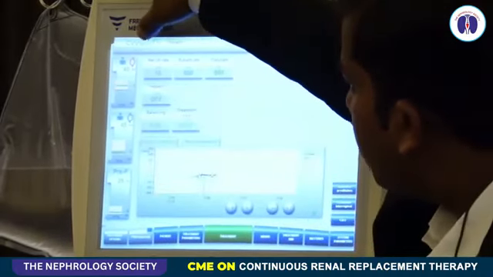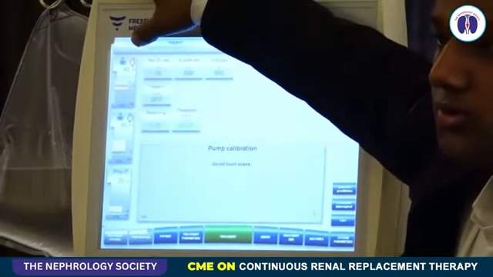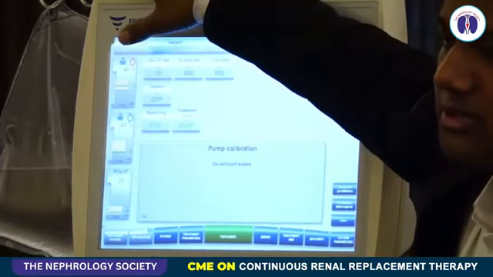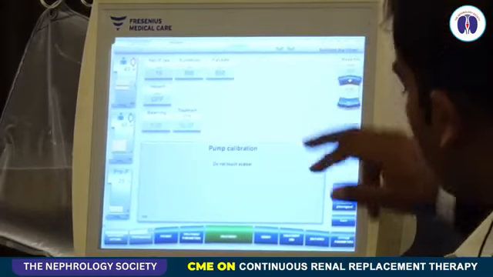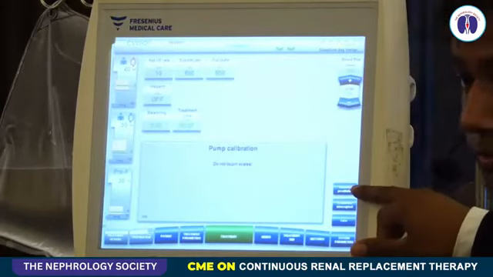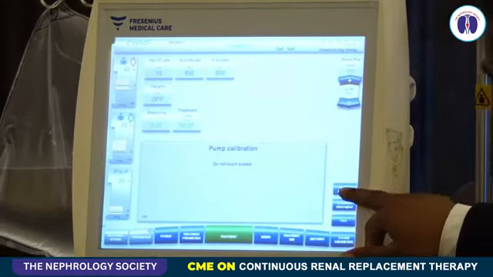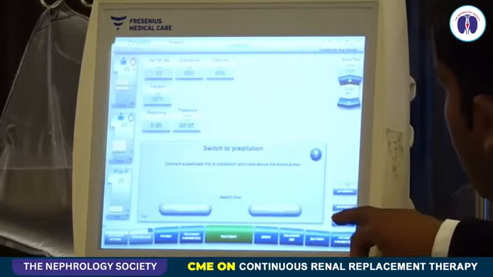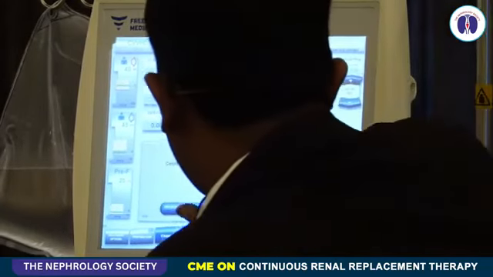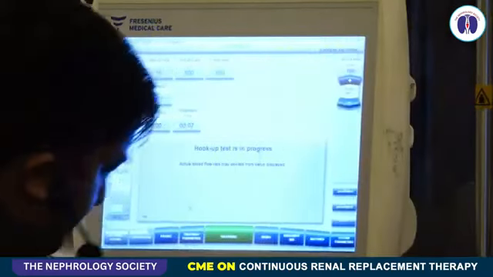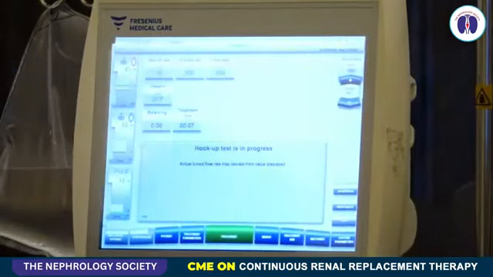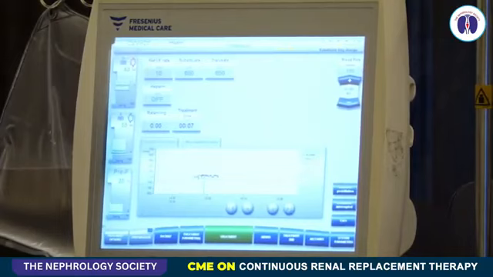Here we have kept CVVHDF post-dilution. If you want to switch to pre-dilution, which is more common in heparin-free cases, we switch off and remove it from there. Sorry, this is not the right way. We have to stop the pump first, and then do it.